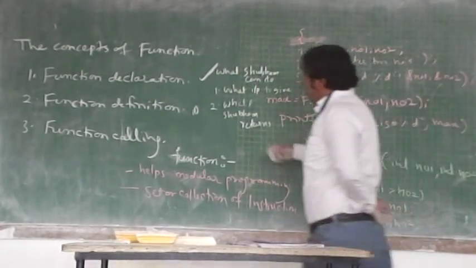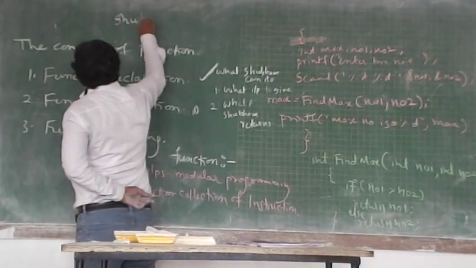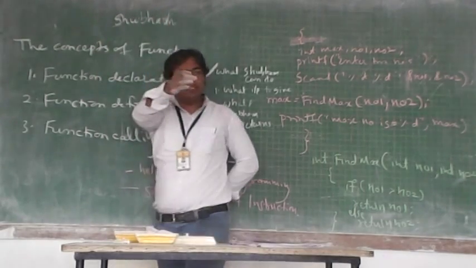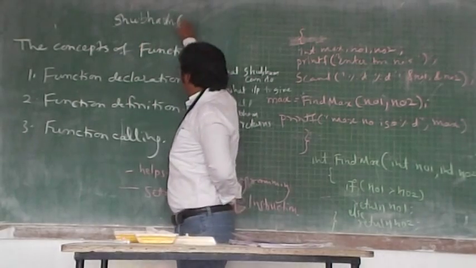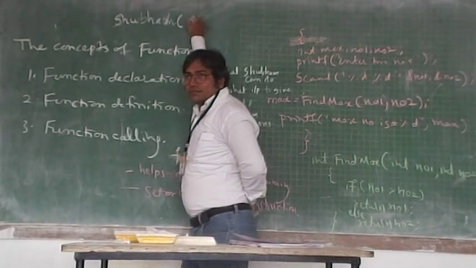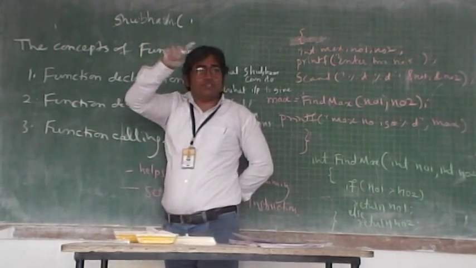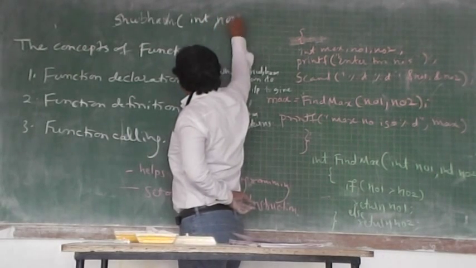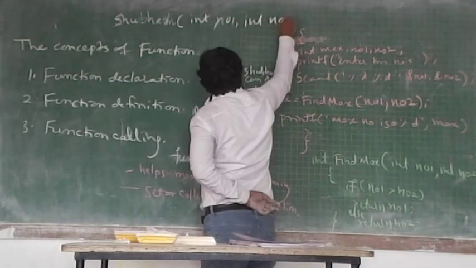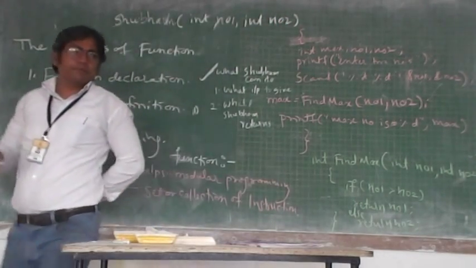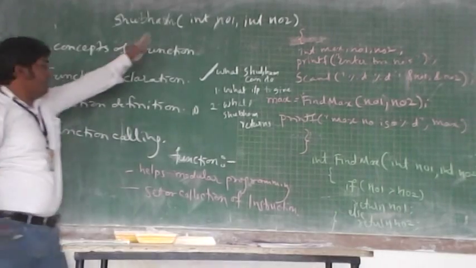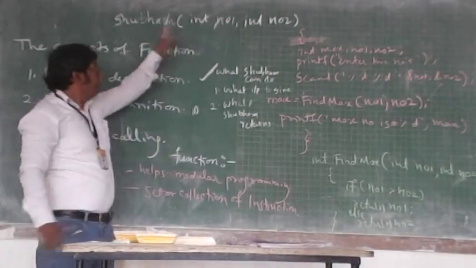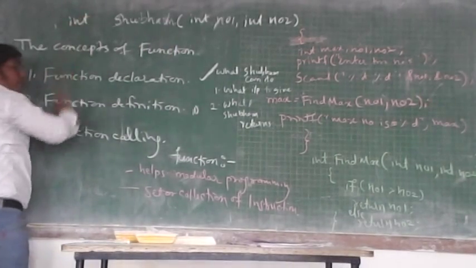Do you understand? See how I can formally write Shubham as a function. I have written his name, Shubham. What does Shubham take? To calculate a maximum number, what did Shubham need? Two numbers. So here, int n1, int n2, these two must be given to Shubham. If you don't give any number to Shubham, he won't be able to calculate any maximum number. Get it? So what does Shubham return to you? Maximum number.